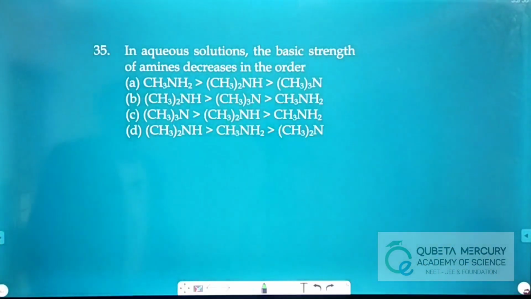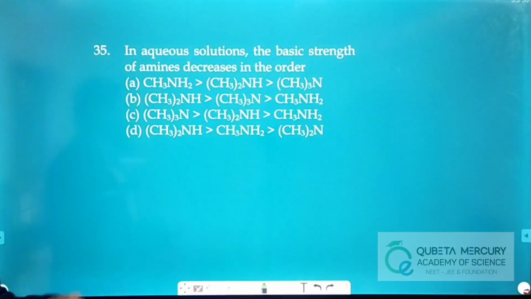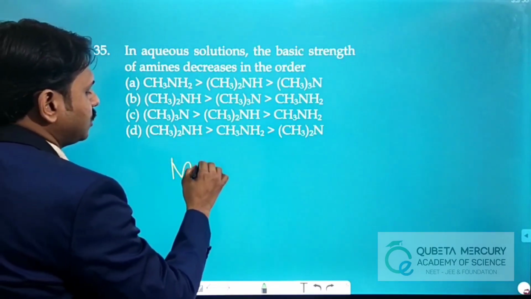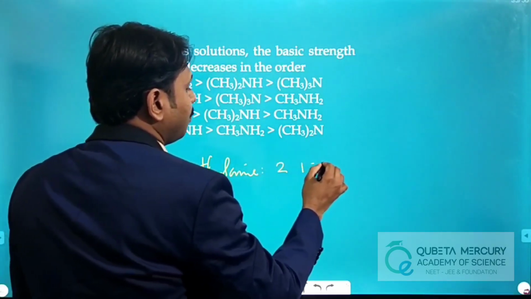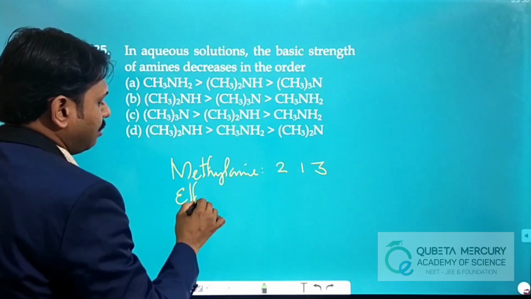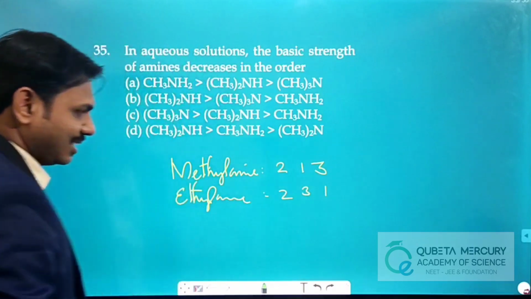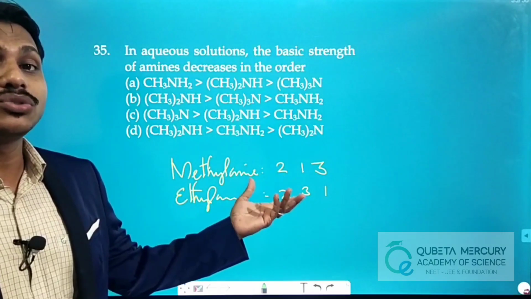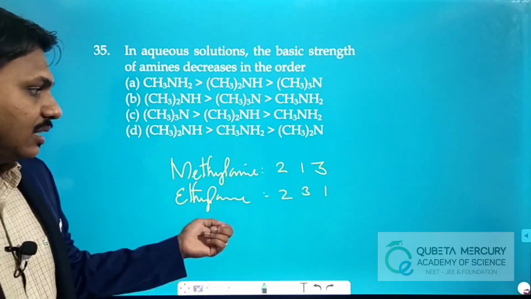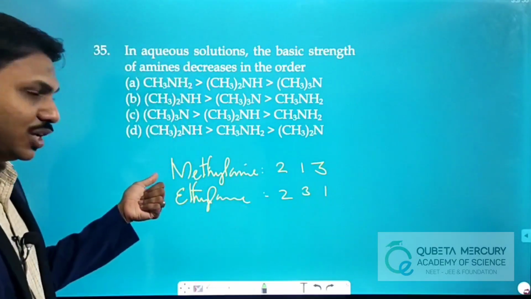Moving on. In aqueous solution, the basic strength of amines decreases in the order. See, the given are methylamines, in all these cases methylamines are given. Among methylamines, the basicity order is secondary, primary, tertiary. And among ethylamines, the basicity order is secondary, tertiary, primary. See, smaller amine has smaller digits. If you count this as 213, that is 213. This is 231. Which is the smallest one? 213. And that is the smallest amine.